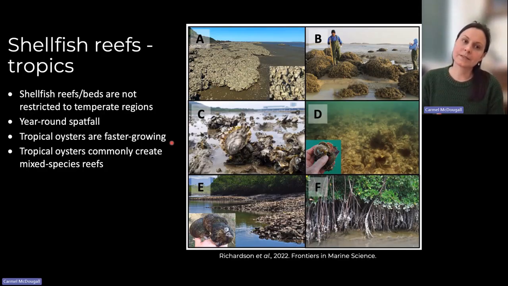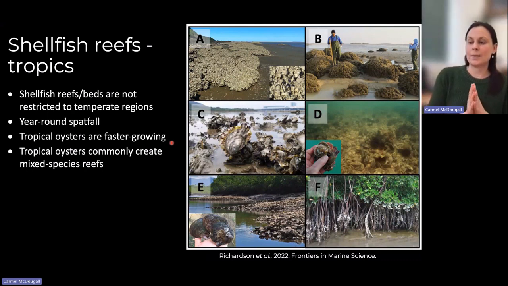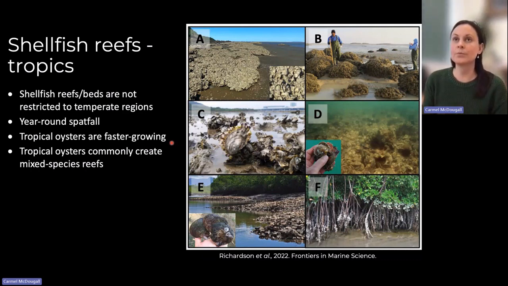There are also some other differences between tropical shellfish reefs and temperate ones. In tropical regions, we tend to have spatfall throughout the year, whereas in temperate regions, these tend to be a lot more seasonal. Tropical oysters tend to be faster growing than temperate ones. And tropical oysters also commonly create mixed species reefs, whereas our temperate shellfish reefs tend to be dominated by a single species. So these are all differences between tropical and temperate shellfish reefs that need to be taken into account when designing a restoration project in the tropics.